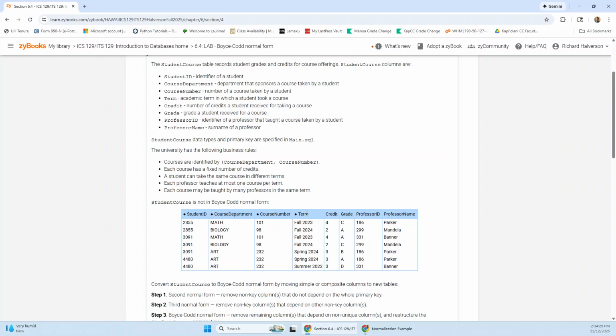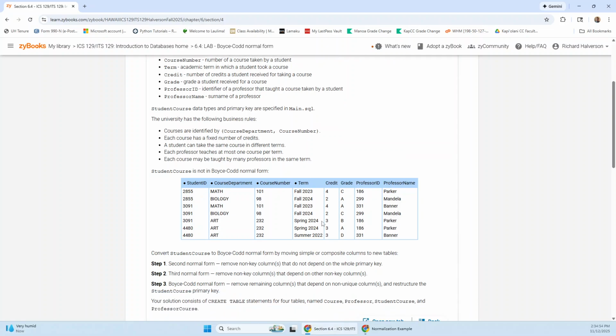So first of all, we see that it's a table of grades, and for each student, for each term, a student will take a course and will receive a grade for it. The student can take more than one course. And there's also a professor ID and a professor name associated with that course. As we go through the business rules here, we'll see the kinds of restrictions that we end up having to impose, and that's going to affect the structure of the tables.